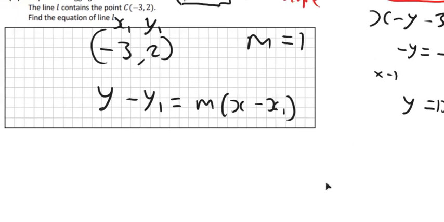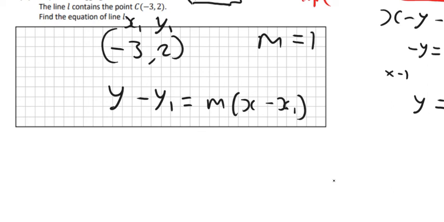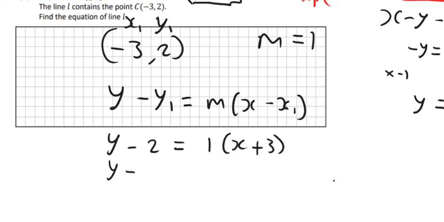So to get the equation of this line L, I'll put it in: y minus 2 is equal to 1 multiplied by x minus minus 3. So minus minus 3 is plus 3. y minus 2 is equal to x plus 3, and that's your answer. You just have to tidy it up a little bit. You can move the minus 2 over to the other side, and it'll become a plus 2. So y is equal to x plus 3 plus 2, which is x plus 5. That's the answer.